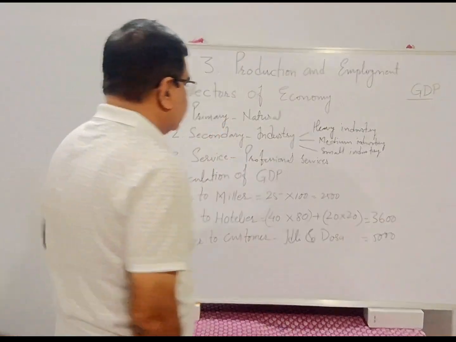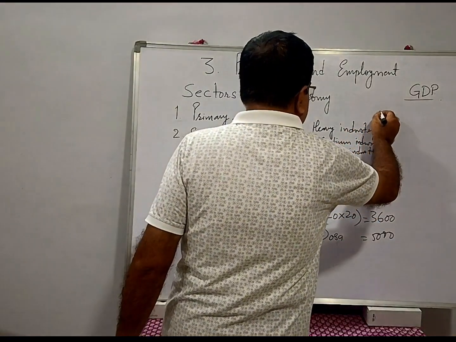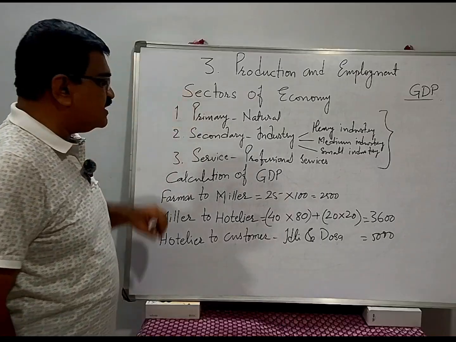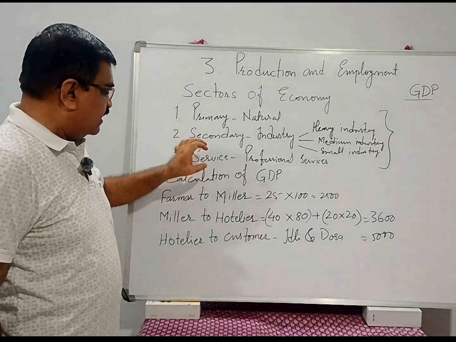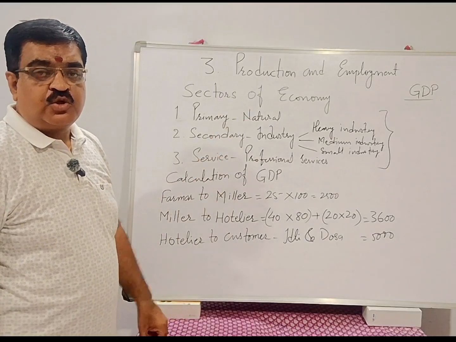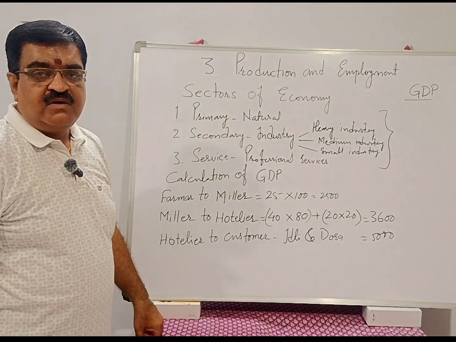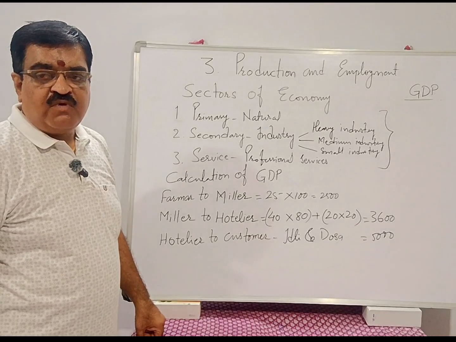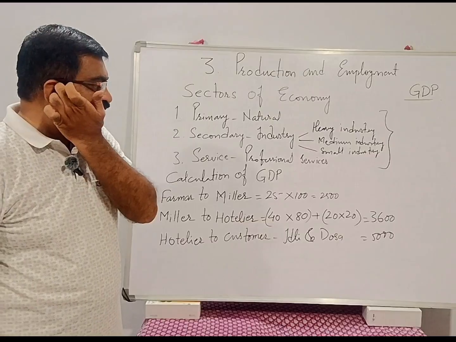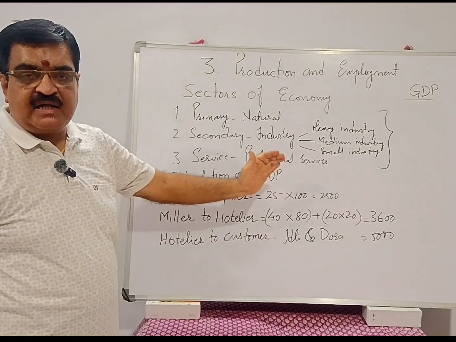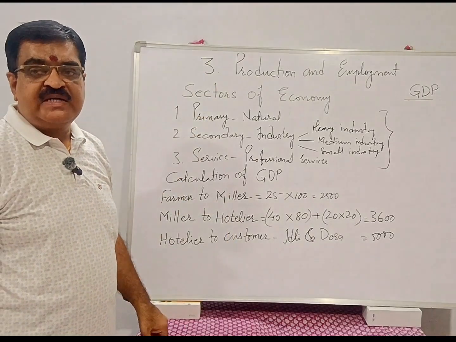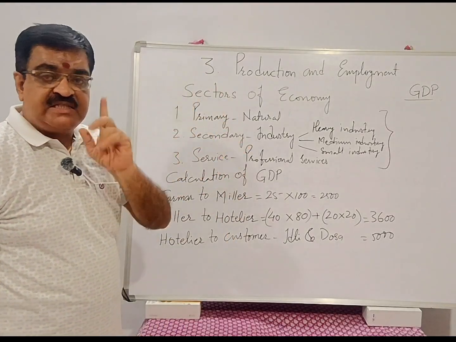Gross domestic product is nothing but whatever products are produced in the primary sector, in the secondary sector and in the service sector in a country throughout the financial year. What do you mean by financial year? One financial year runs from 31st March to the next year 1st April, 31st March of 2026 to 1st April of 2027. That is called one financial year.